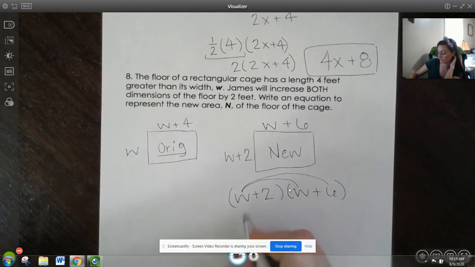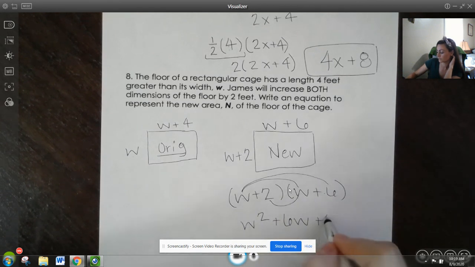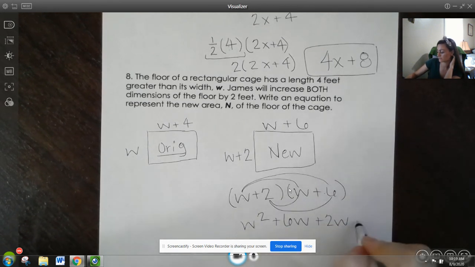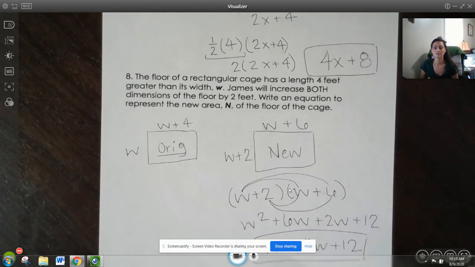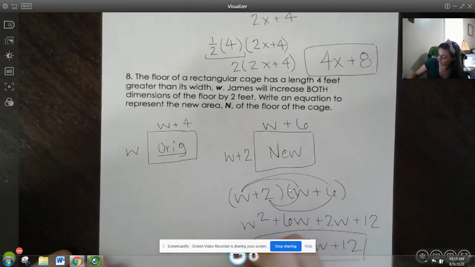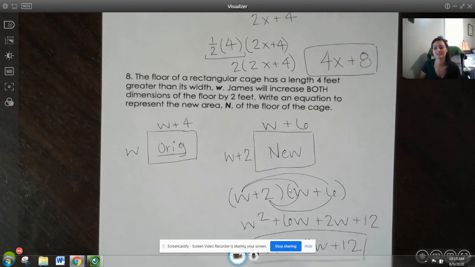So I have W times W, which gives me W squared, W times 6, which gives me 6W, 2 times W gives me 2W, and 2 times 6 gives me 12. So I have W squared plus 8W plus 12. And that is the formula, or the expression, excuse me, for our new area. Oh, and they wanted an equation. So, because this is my new area, N equals, to make it an equation and not an expression.